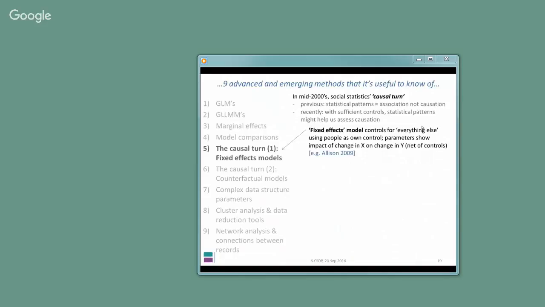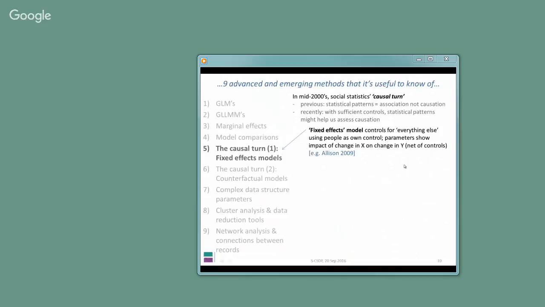Now, there's a few different ways the causal turn can be approached. One of the influential examples is a type of statistical model known as the fixed effects model. And it does rely on a certain type of data. It relies on longitudinal panel data, at least in the context that I'm describing it. And the idea of the fixed effects model, if we've got panel data where we've got multiple records from the same people at different points in time, the idea is you can control for all the other influential factors in statistical patterns by having controls for people themselves, essentially, because you've got multiple records from the same people.